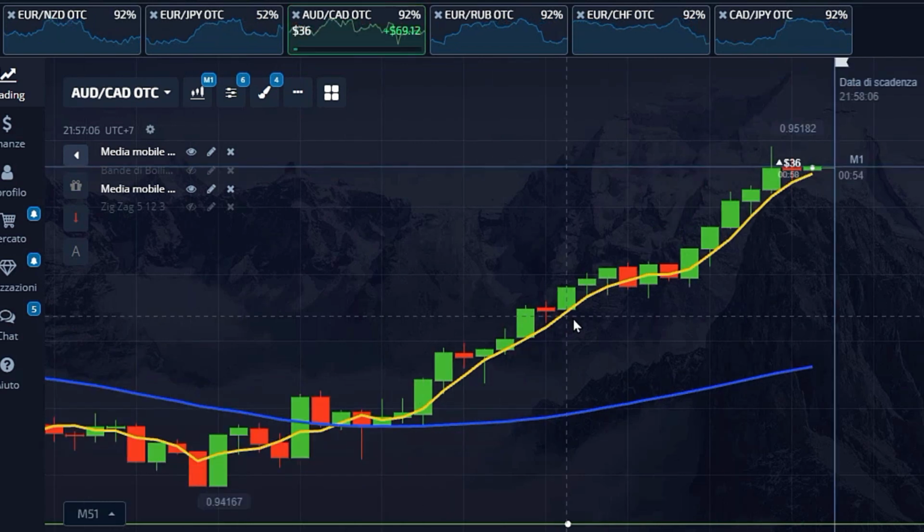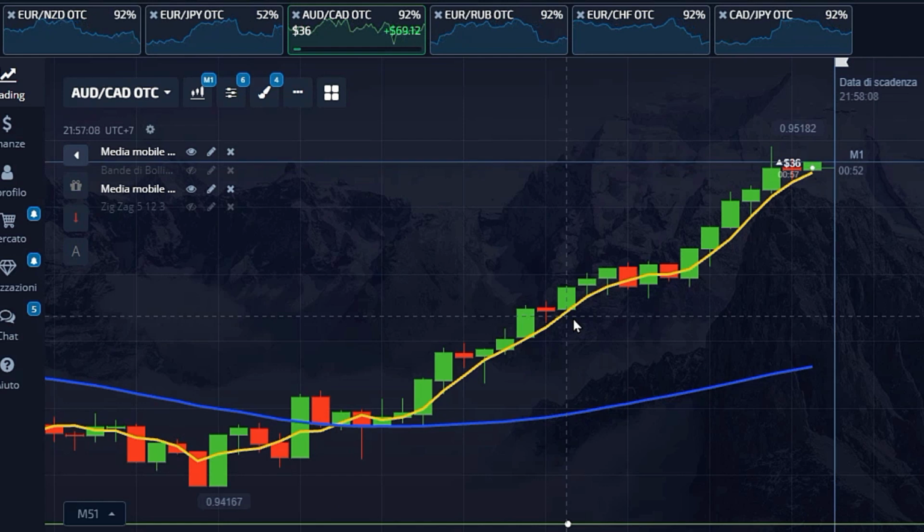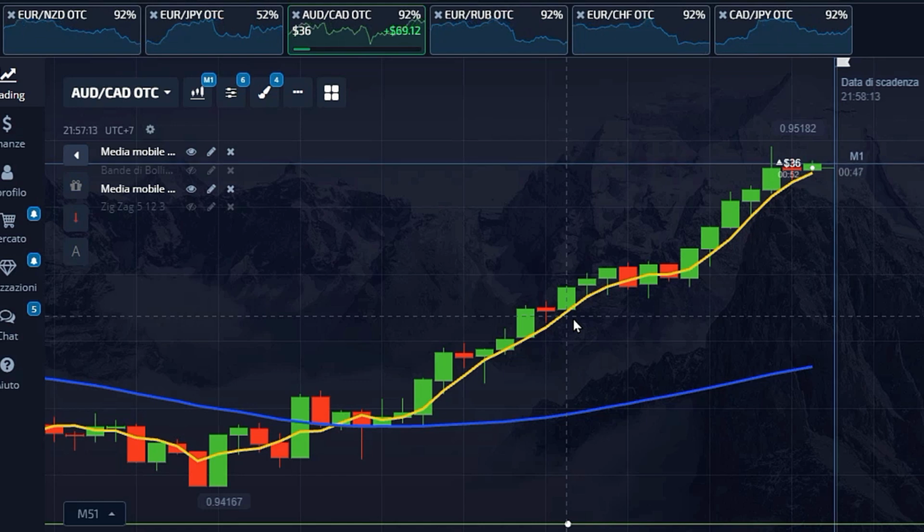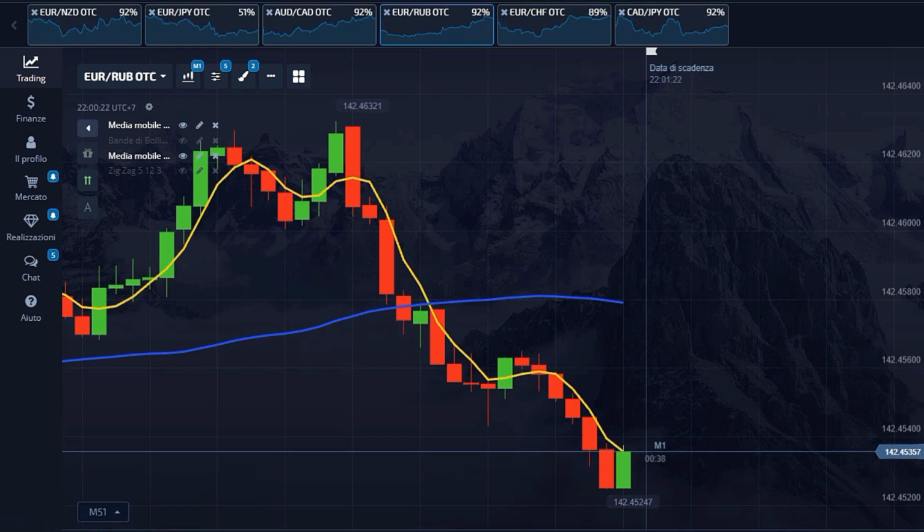Example of call opening. Example of put opening.